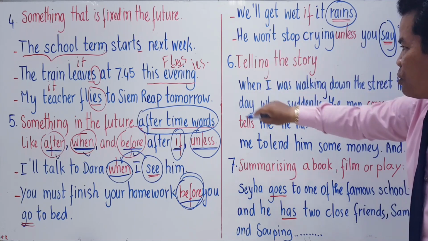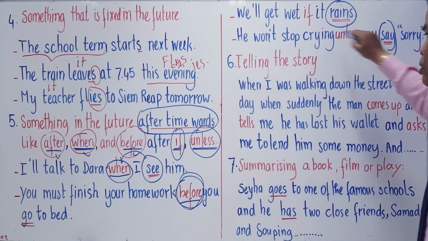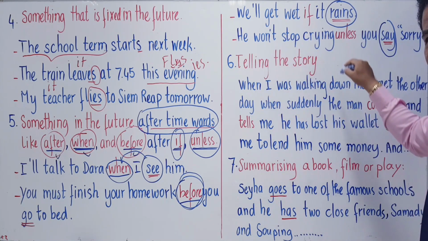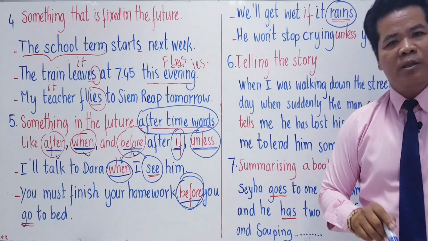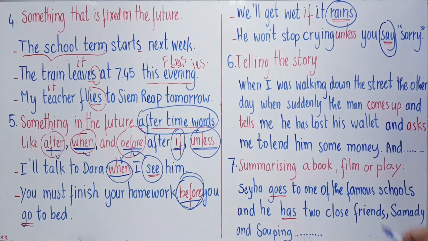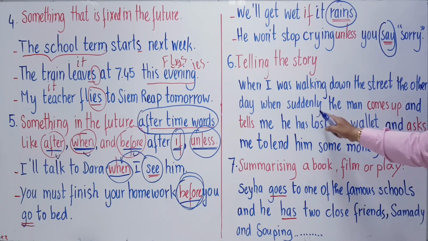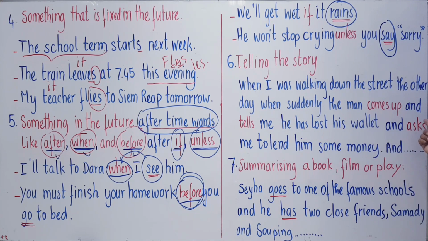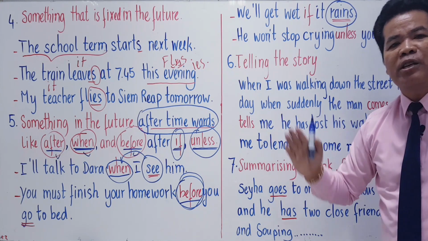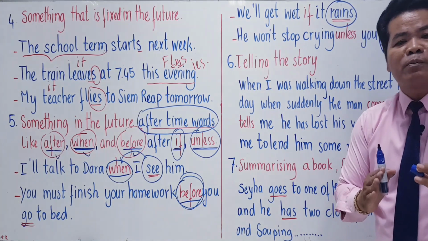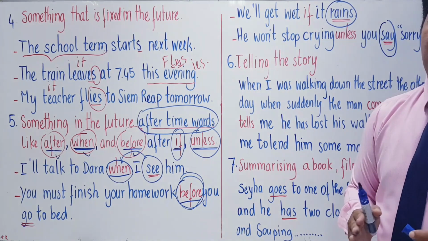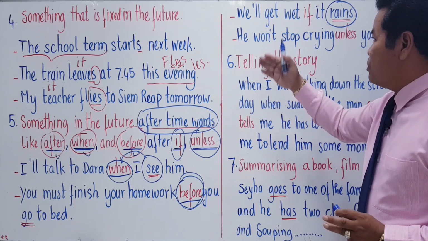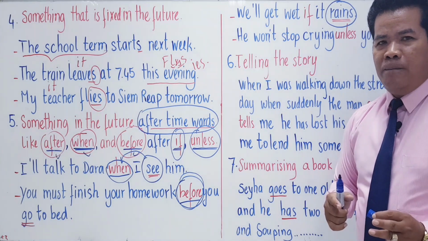This is something we talk about, the story. Telling the story to someone else. That's why we can use the present simple. You cannot say, "When I was walking down the street the other day, and when suddenly the man came up and told me and asked me." No, we use present simple. You don't use past simple, use present simple, okay? To talk about telling the story.